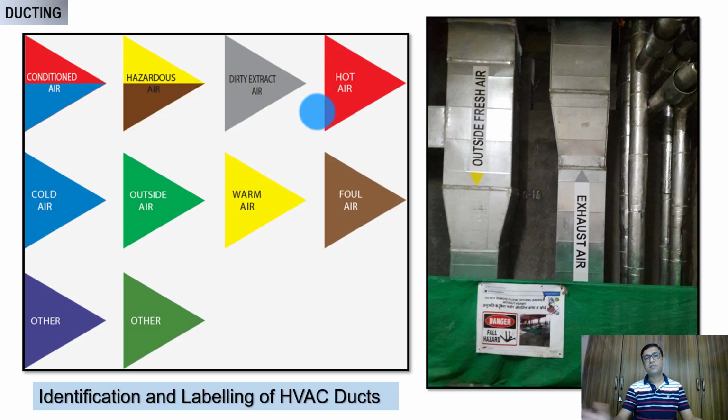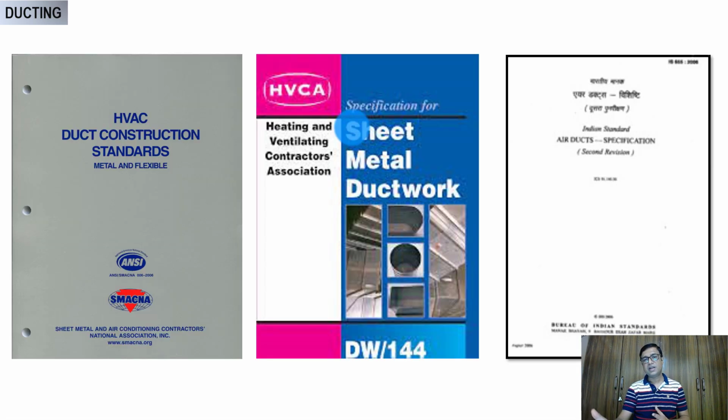As I said, there are various color coding and fonts which are used to identify the ducts: conditioned air, hazardous air, dirty air, outside air. You can use this to make sure the ducts are identified properly. IS standard on the right hand side, DW standard in the center, and SMACNA standard. These are popular standards which are used. I request you to go through these standards to get more clarity.